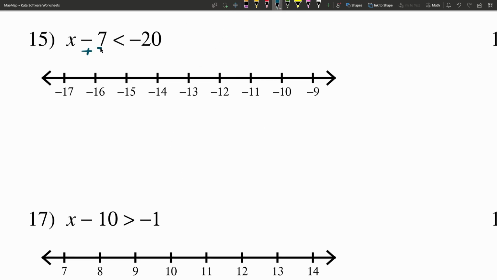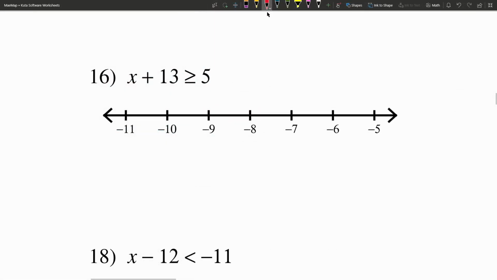We're going to start by adding 7 to both sides and get that x is less than negative 20 plus 7, which is negative 13. So we're going to locate negative 13 and circle it. Once we circle it, we're going to shade in all the values that are less than negative 13. So that's all the values to the left, not filling that circle in because it's not a less than or equal to. Let's move on to number 16.